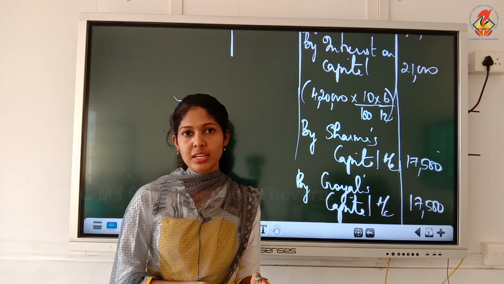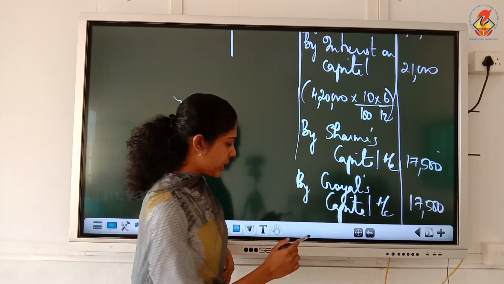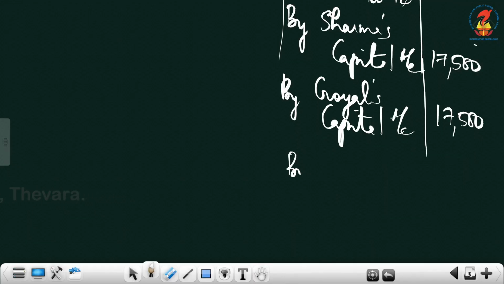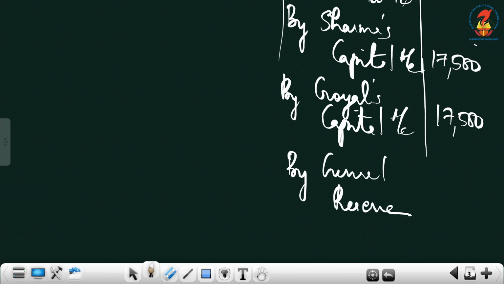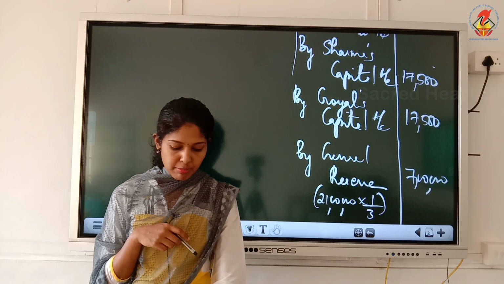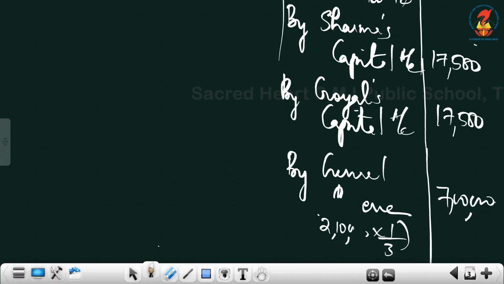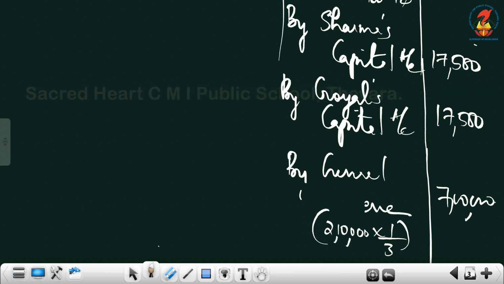So, divide in that particular ratio, but you need to consider only the deceased partner Varma. So, we will write by general reserve, the entire 21 lakhs you need not write, divide it in the old ratio. Varma's share is 1 by 3. So, 21 lakhs into 1 by 3, that is 7 lakhs. Sorry, the amount is 2,10,000, it is not 21 lakhs. Just correct it. It is 2,10,000 into 1 by 3. So, just cut one 0. So, that is 70,000.